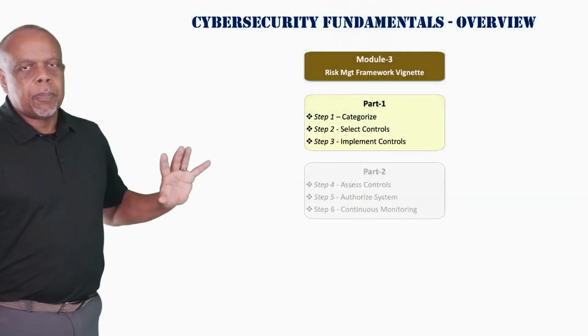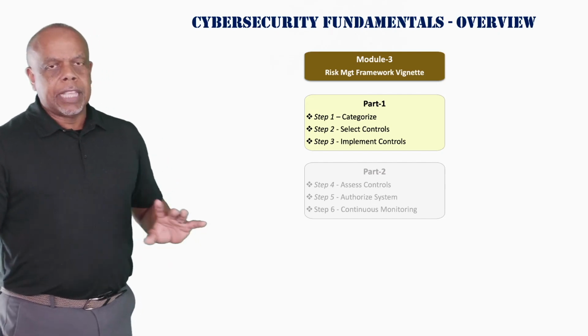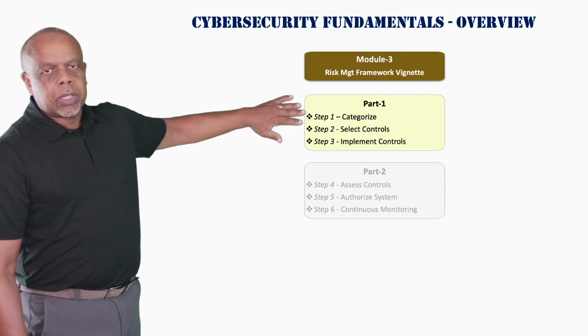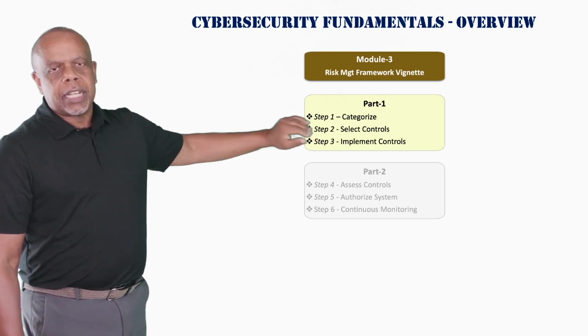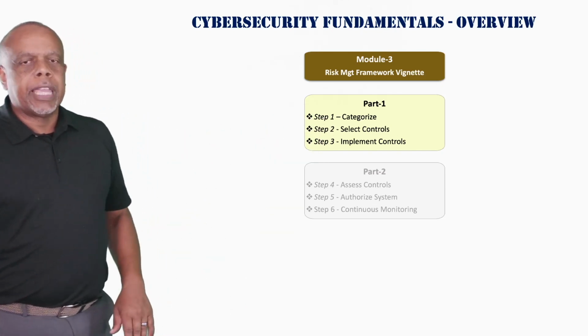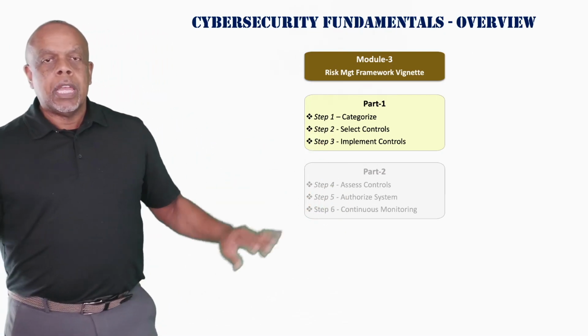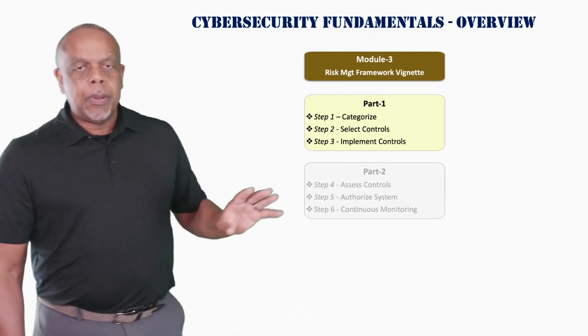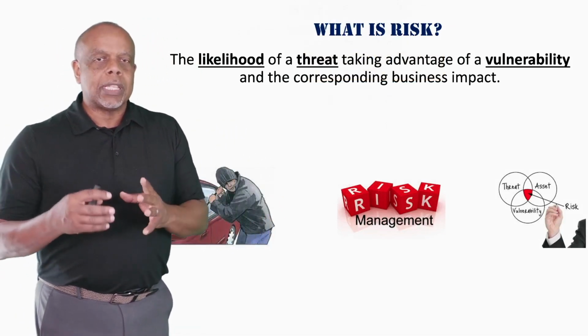So when we look at the risk management framework, there are six steps. In this first module, we're going to cover steps 1, 2, and 3. Step 1 is categorization. Step 2 is selecting controls. Step 3, implementing controls. Then we're going to go into part 2 in the second part of this. To help explain this process, it takes us back to risk.